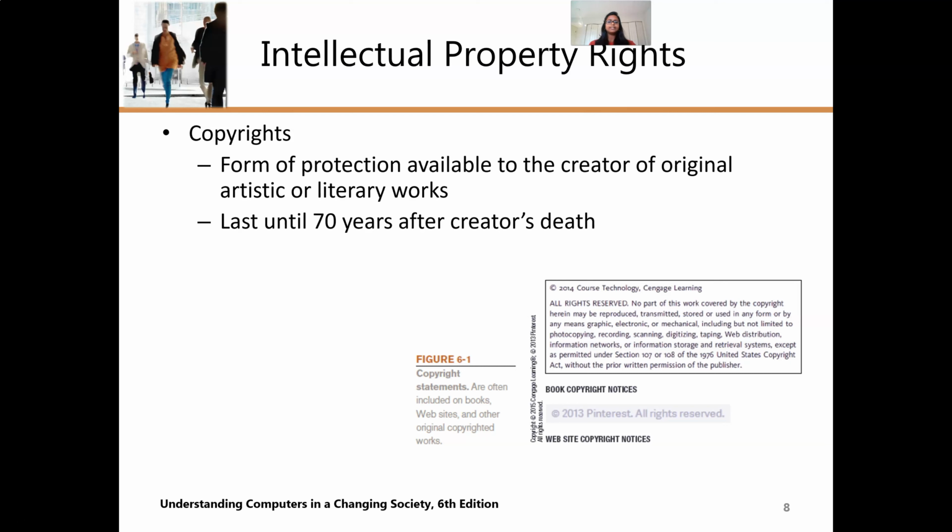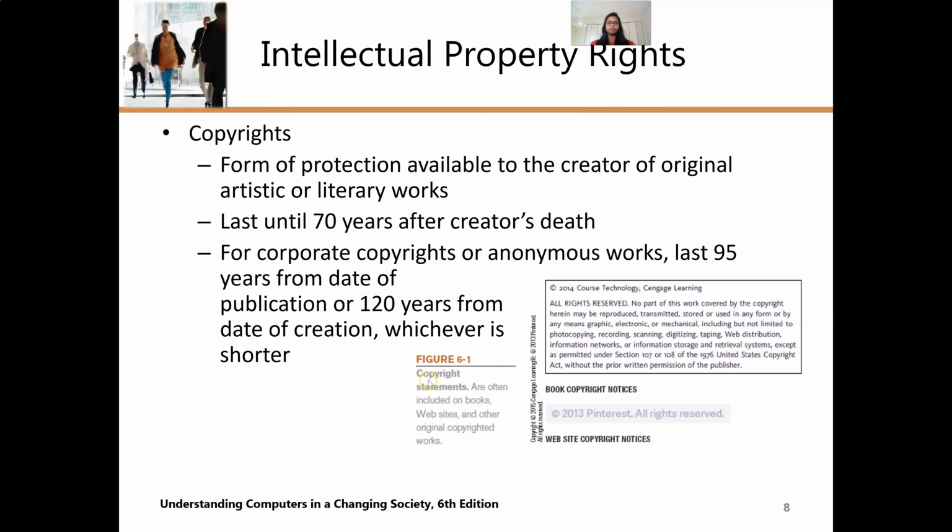So, copyright is a type of intellectual property that gives its owner the exclusive right to make copies of a creative work, usually for a limited time. The creative work may be in literary, artistic, educational, or musical form. So as shown here, it lasts for about 70 years after the creator's death. And for corporate copyrights or anonymous works, it lasts 95 years from the date of publication or 120 years from the date of creation, whichever is shorter.